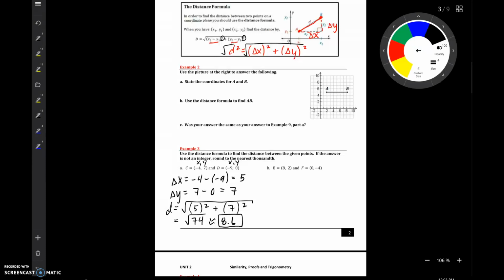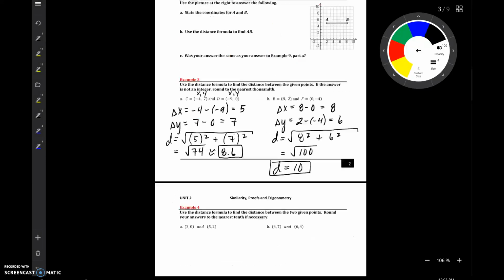Okay, so for part B, change in my x values, 8 minus 0, that's a difference of 8. Change in my y values, 2 minus negative 4, that's a difference of 6 units. So my distance formula, the square root of delta x squared plus delta y squared. 64 plus 36 would give me the square root of 100, so the distance between those coordinates is 10 units. Okay, C.